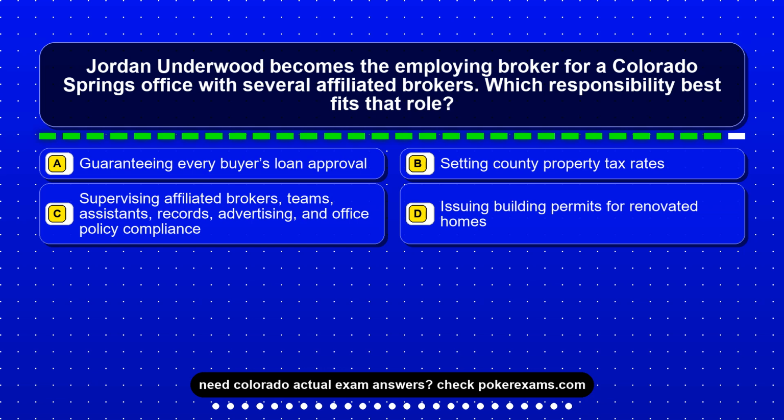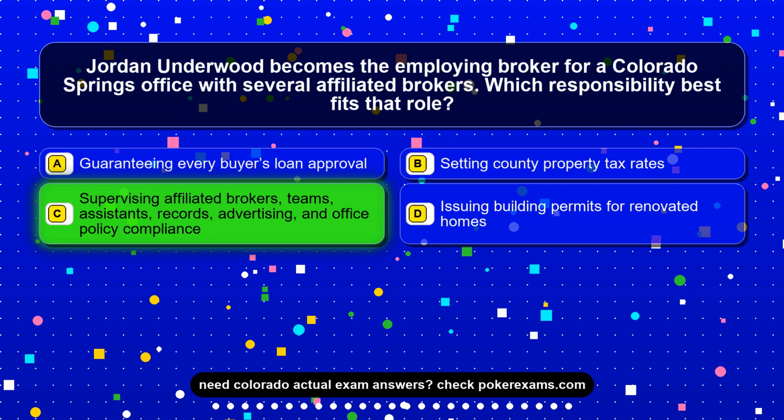Question 4. Jordan Underwood becomes the employing broker for a Colorado Springs office with several affiliated brokers. Which responsibility best fits that role? Option A. Guaranteeing every buyer's loan approval. Option B is setting county property tax rates. Option C. Supervising affiliated brokers, teams, assistants, records, advertising, and office policy compliance. Option D. Issuing building permits for renovated homes.